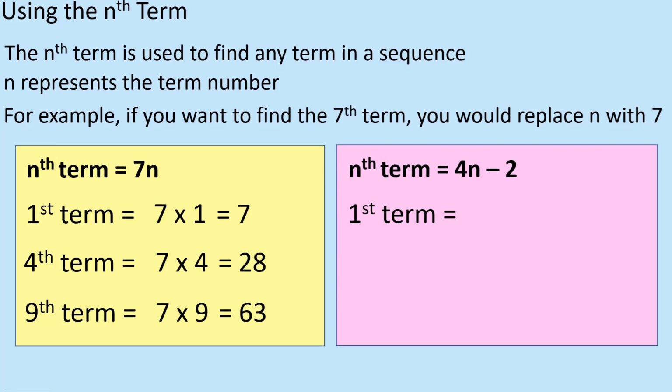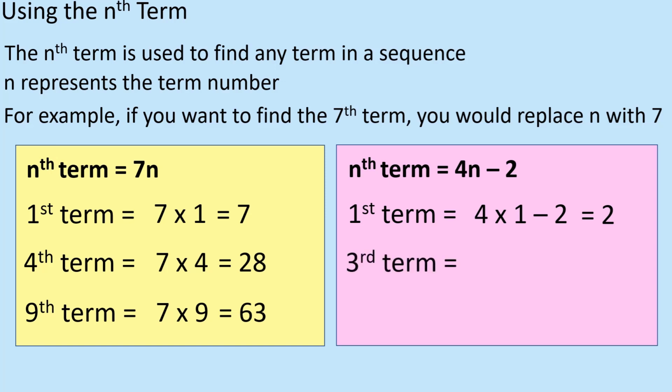Your first term is when n is 1. So 4 times 1 is 4. Take away 2 is going to give me 2. So that is my first term of that specific sequence. Now I don't have that sequence given to me. All I've got is the nth term of that sequence. Because I know that this 4n means it goes up in 4s, from here I could go 2, 6, 10, 14, and so on, and keep going up in 4s, and that would give me the entire sequence.